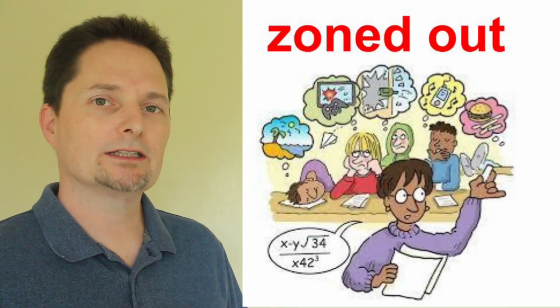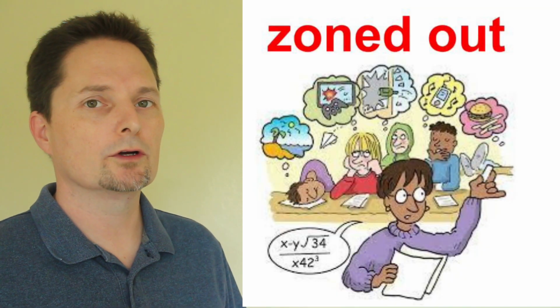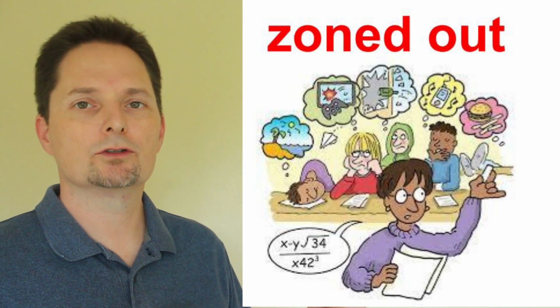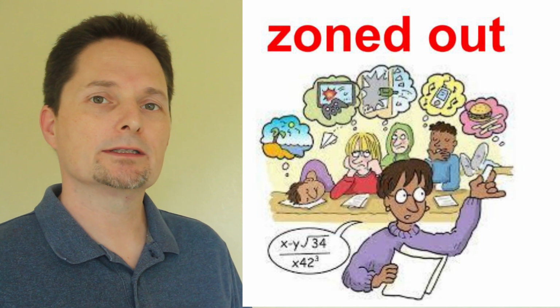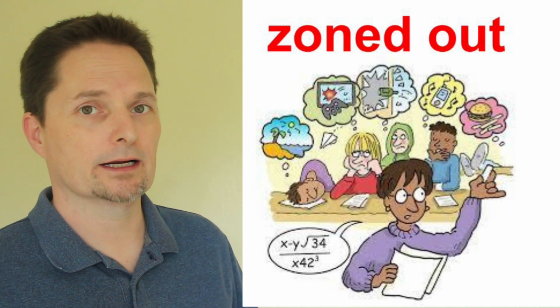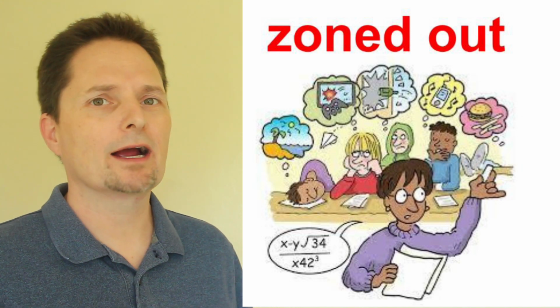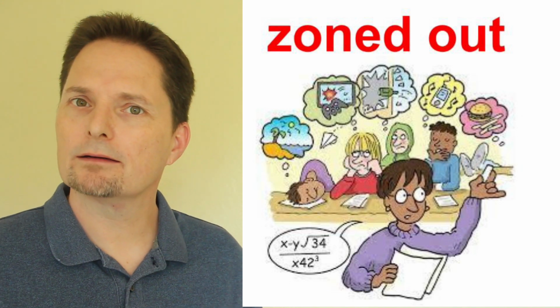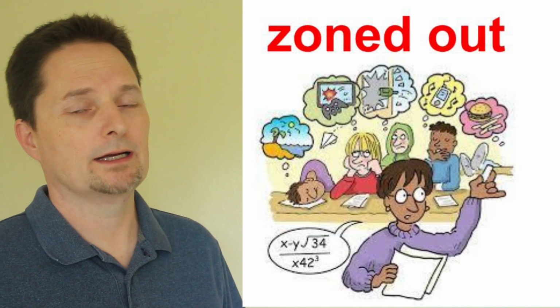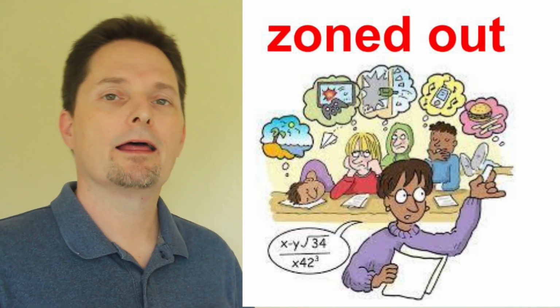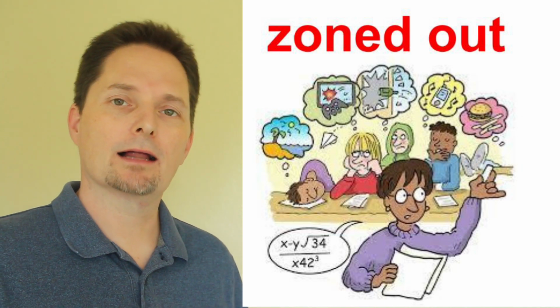Very good. If we change the action to the past, zoned with a d sound, zoned out. Link the words. Zoned out. So you can say, I'm sorry, I zoned out for a second. It means you weren't paying attention for a second. I'm sorry, I zoned out for a second. What were you saying? So the lesson was very difficult and the children didn't understand, so their attention went away. They zoned out in the class.